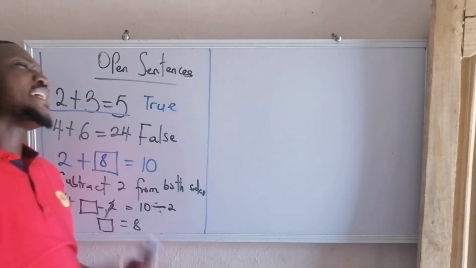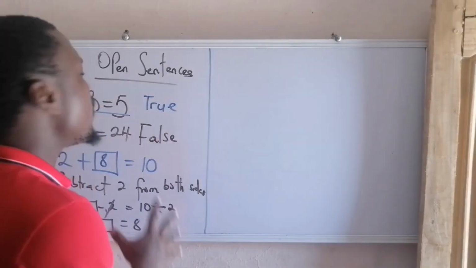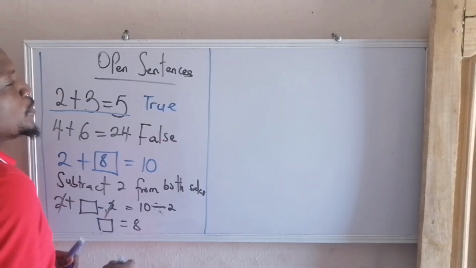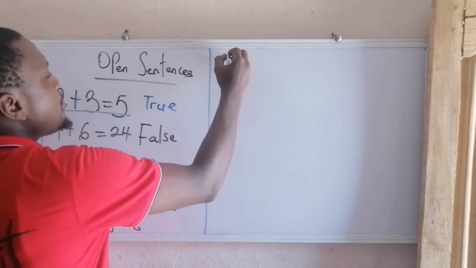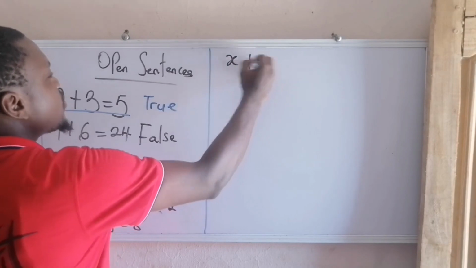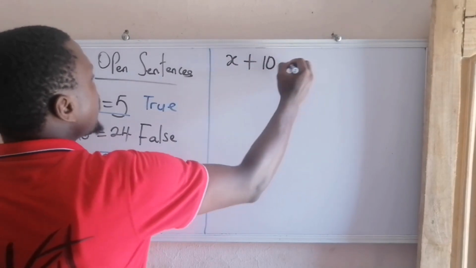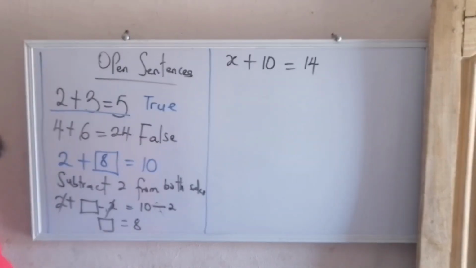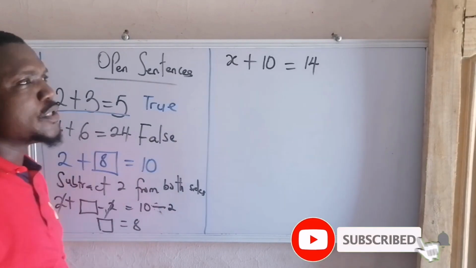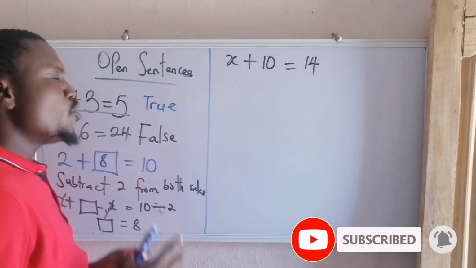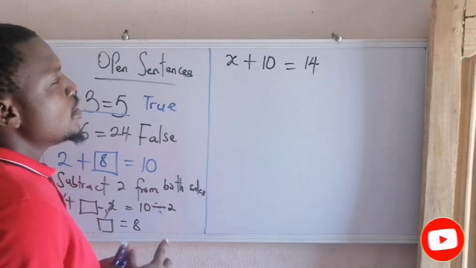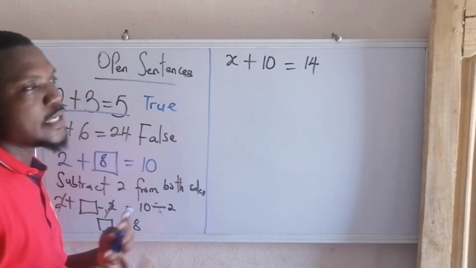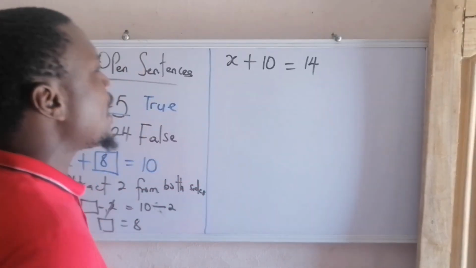Now, if you want to take it a step higher, I can decide not to use box again. I can decide to use alphabet. Now I go into algebra. If you say that x plus 10 equals to 14. Now, what I'm saying is that there's a number that if I add 10 to it, it will give me 14. So how do I solve this? Okay, you say, let me subtract 10 from both sides. Yes, that's correct. But there's a simpler way.